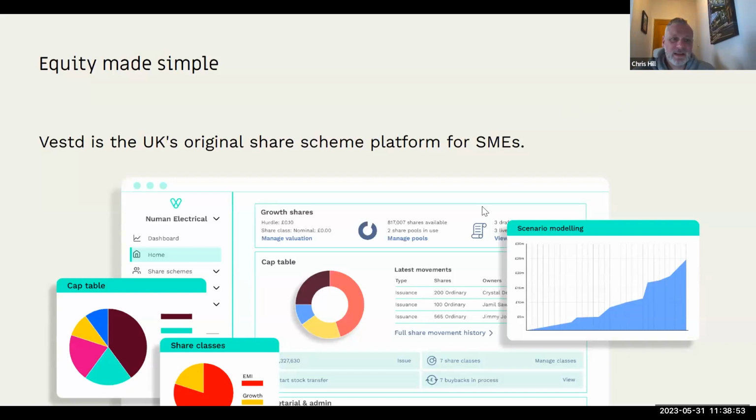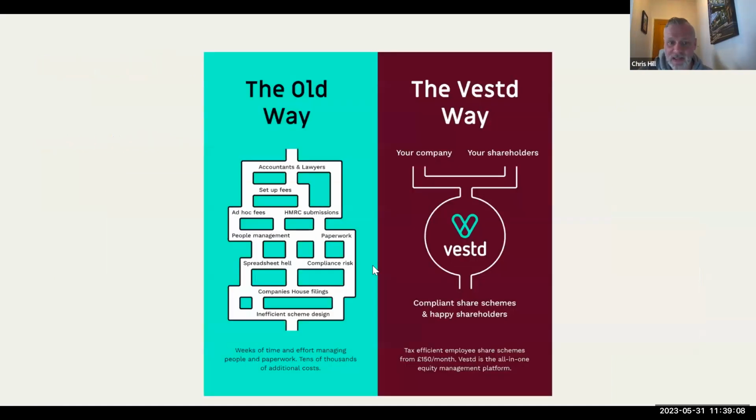Yeah, no problem. So Vested, as I mentioned, we are the UK's first regulated digital share scheme and equity management platform. We are an FCA accredited business. That's just about trying to make it as simple as possible for you. So everything's in one place. All your Companies House filings, all the reporting, everything is managed there.